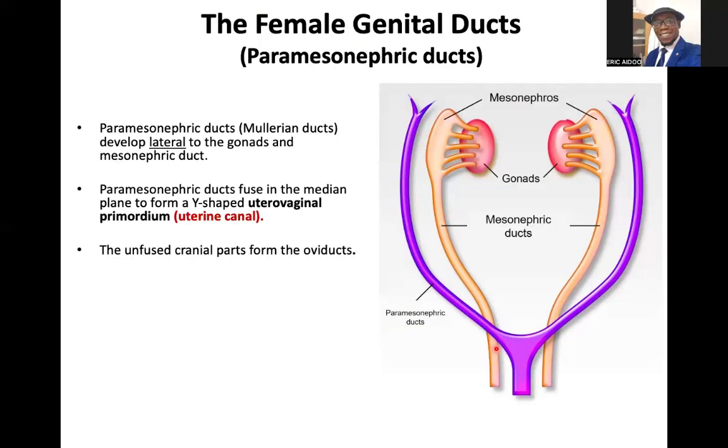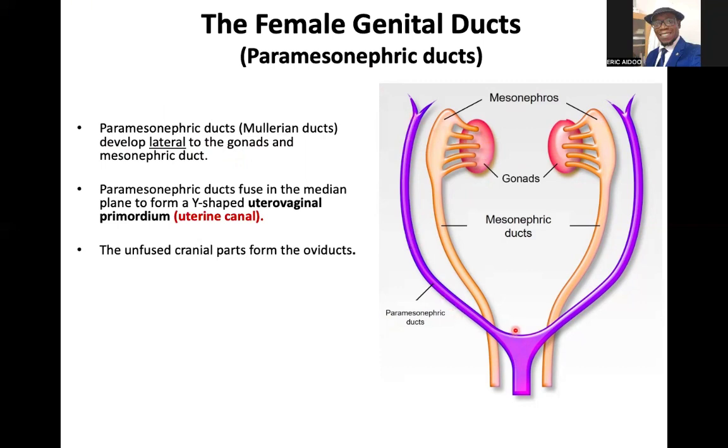So we want to now look at the female genital ducts. The paramesonephric duct, also known as the Mullerian duct, is very important here. So the paramesonephric ducts develop lateral to the gonads and also lateral to the mesonephric duct. So this is the very beautiful colored paramesonephric duct, which are lying lateral to the mesonephric duct and also lateral to the gonads. Okay, so that is it.